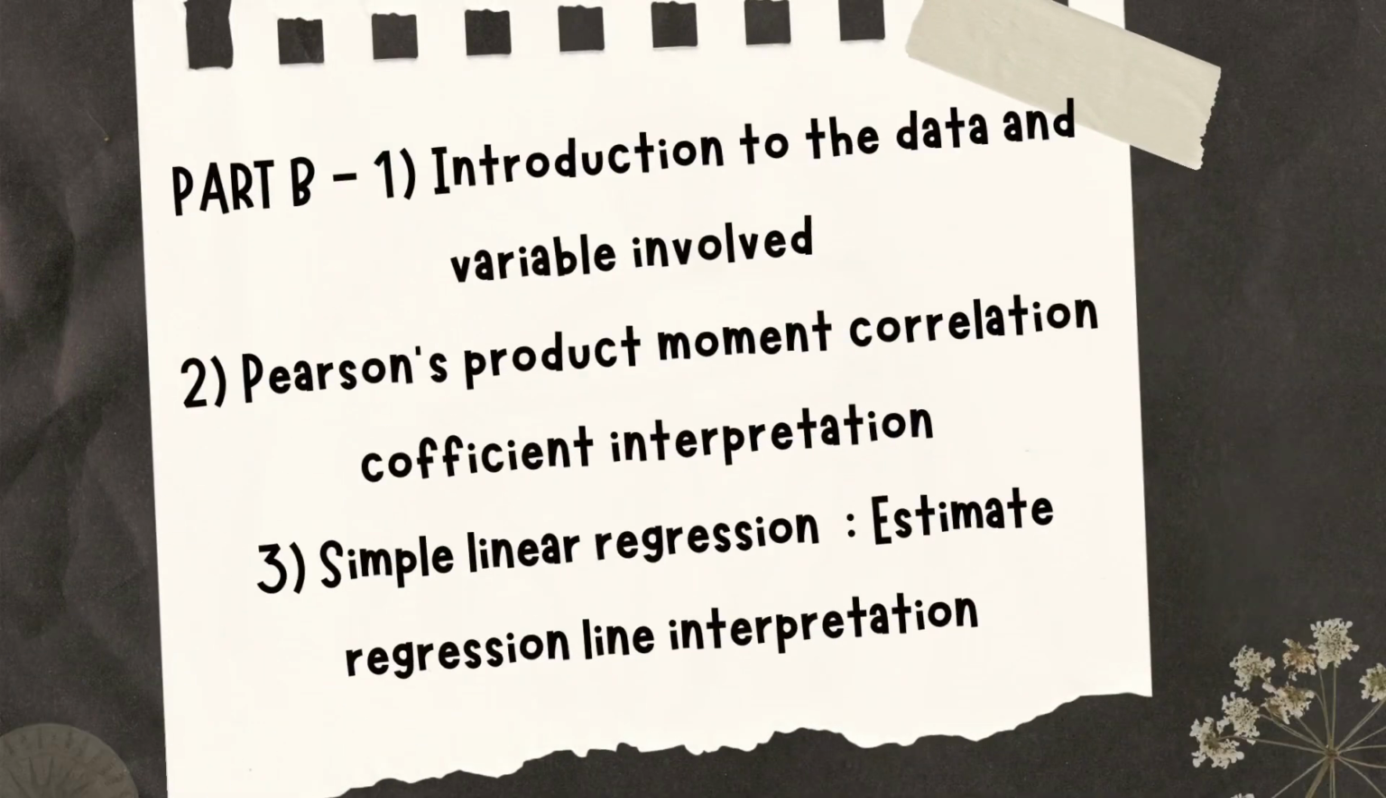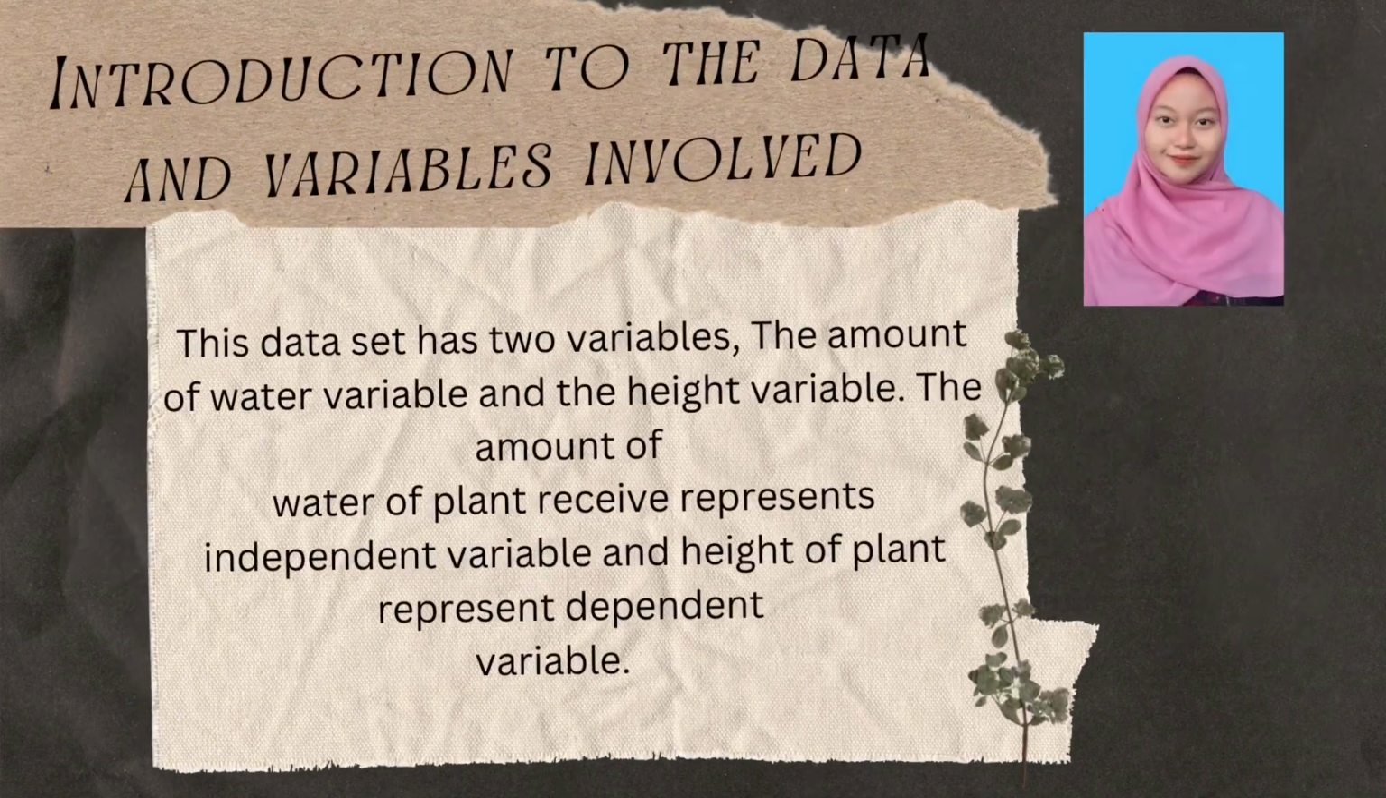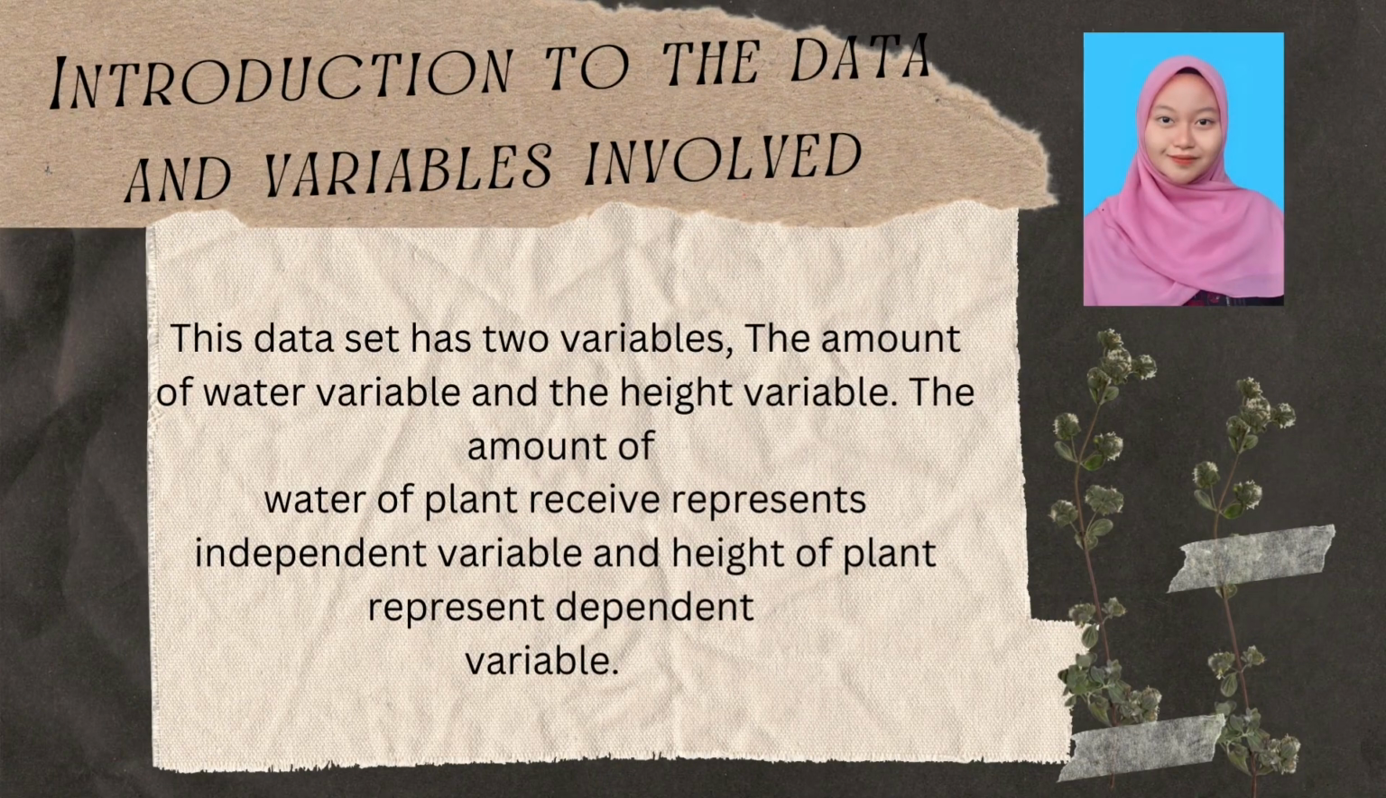Part B is introduction to the data and variables involved, Pearson product moment correlation coefficient interpretation, and estimated simple linear regression line interpretation. Part B, introduction to the data and variables involved.